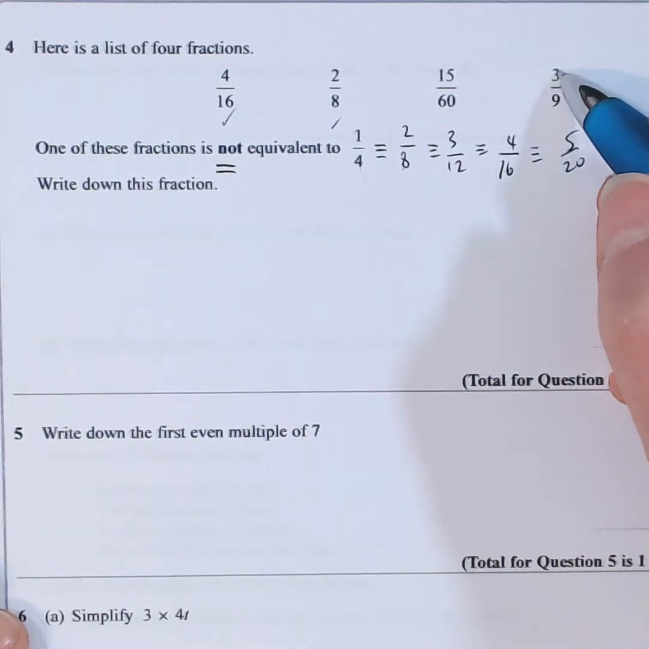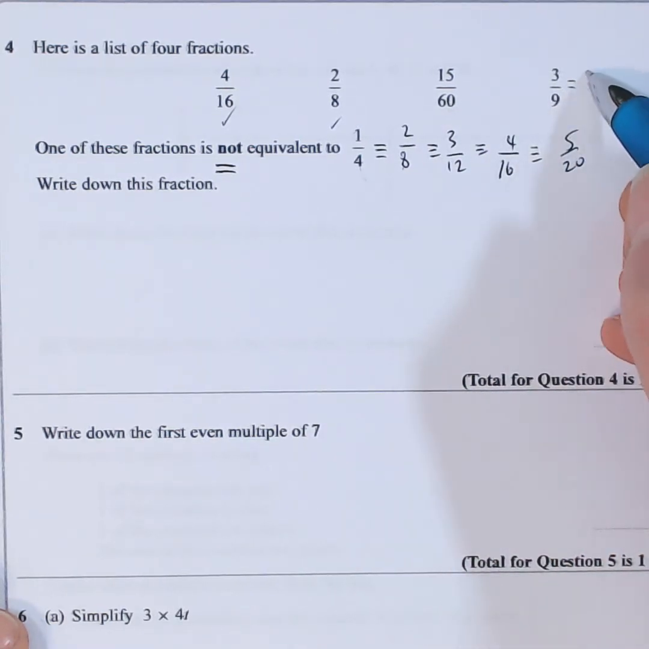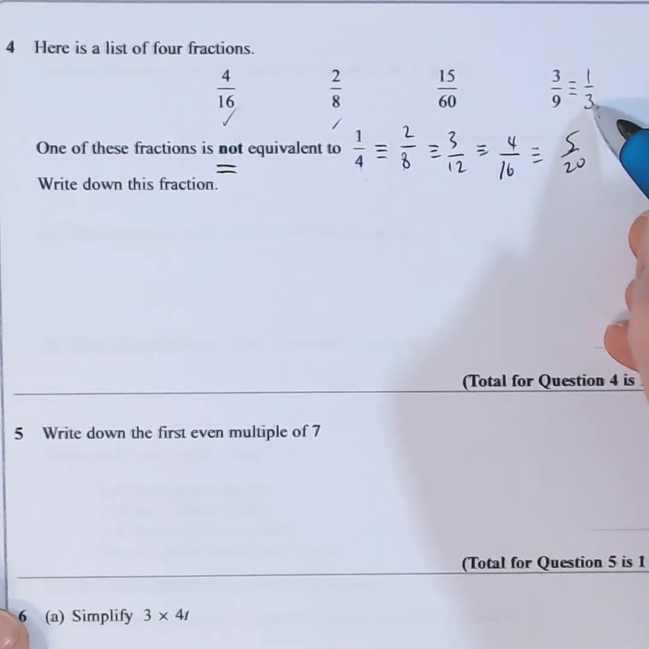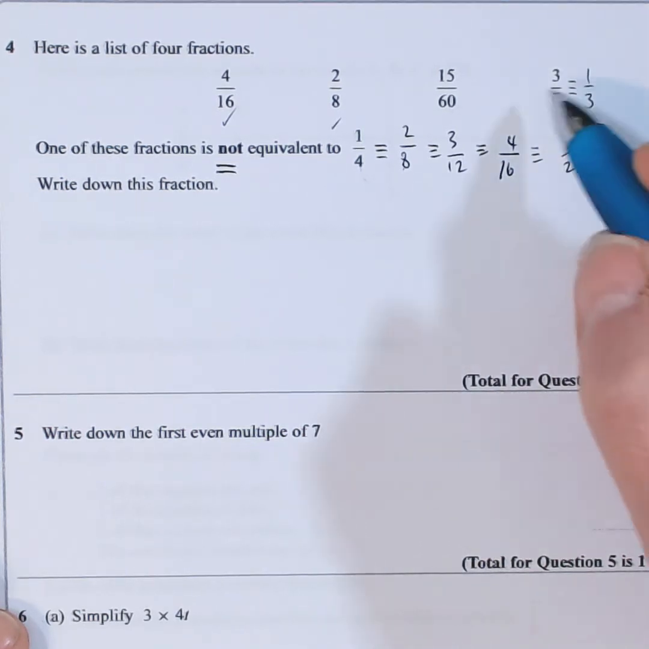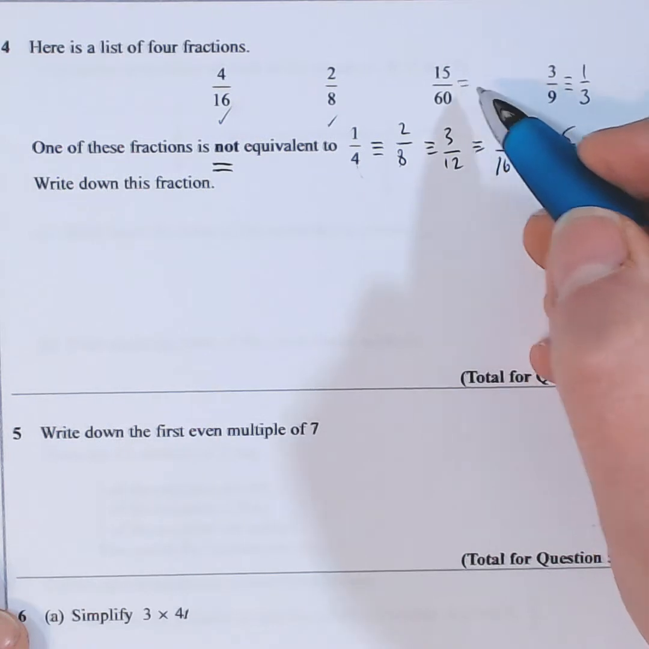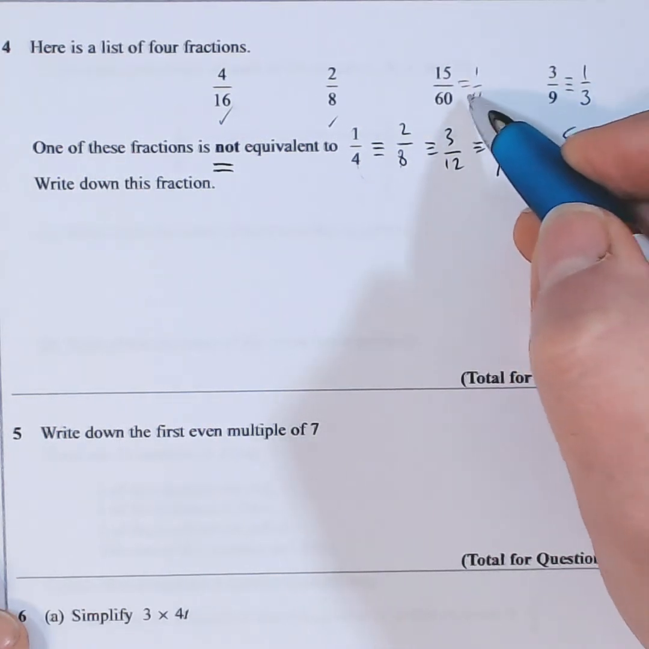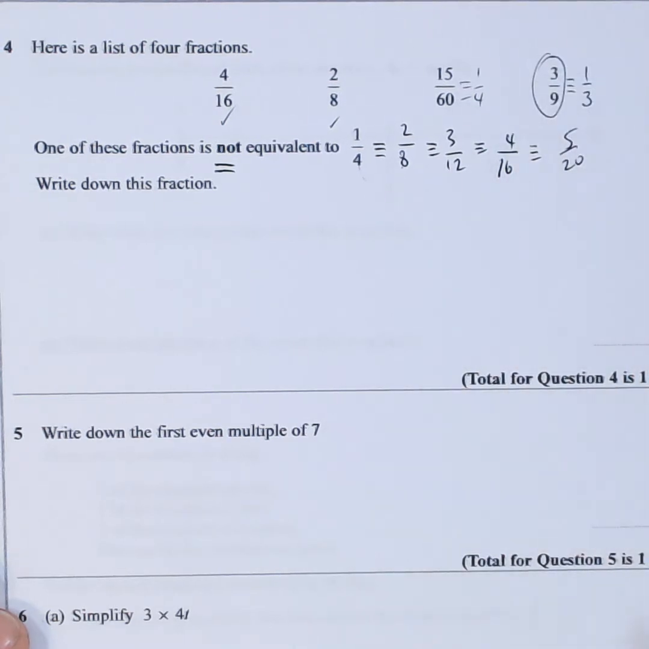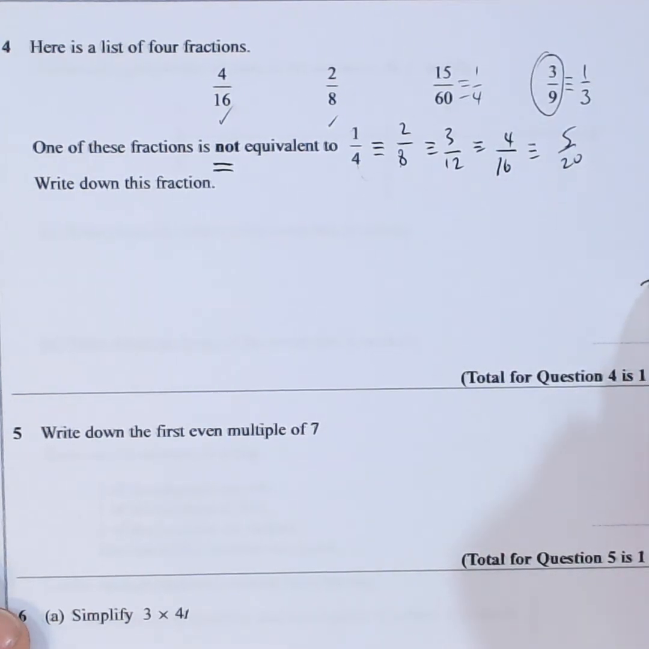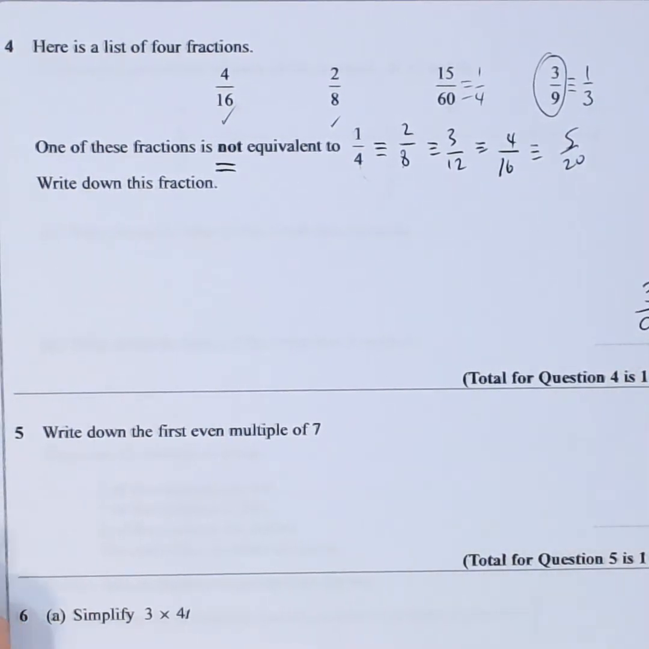And what we can see here is that 3/9, that would be equivalent to 1/3 because it cancels down. So this one must be okay. If we divide that by 15 and divide that by 15, then we get a quarter. So it must be that one. So it says write down the fraction that's not equivalent to a quarter, then it would be 3/9.